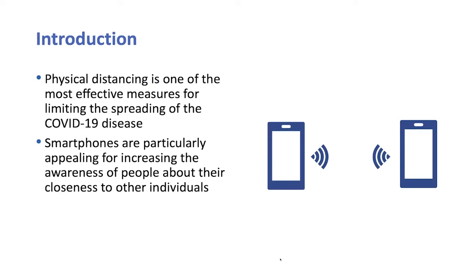Physical distancing is one of the most effective measures for limiting the spreading of the COVID-19 disease. In this context, smartphones can be particularly useful for increasing the awareness of people about their closeness to other individuals.